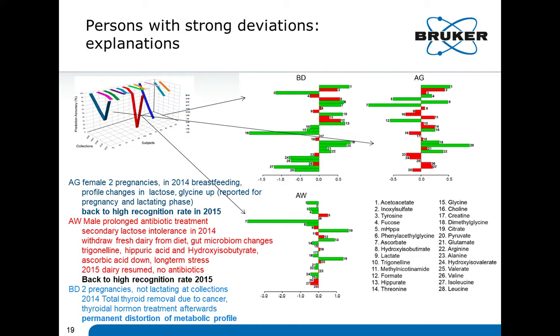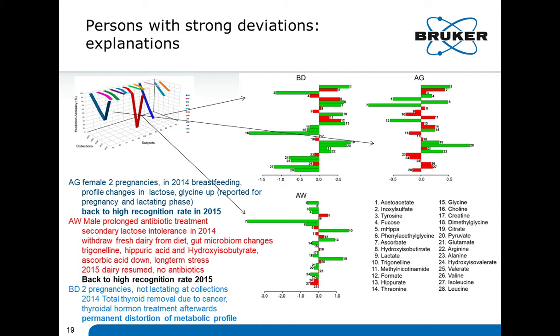So if we look into that in more detail, if we start, for example, with the first one, this is this blue colored one in the beginning of the graph. This was a female with 2 pregnancies, and in 2014, where this really goes down, the lady was breastfeeding, and the profile changes because now lactose and glycine are up. This is reported for pregnancy and the lactating phase. As soon as the lactating was ended, you can see in 2015 the original metabolic profile was re-established.